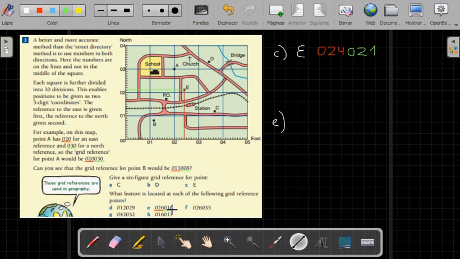Recuerden que los primeros tres dígitos son para la referencia este, la cual nos dice 026. Por ende tenemos que ubicarnos en 02 y movernos 6 divisiones más a la derecha. 1, 2, 3, 4, 5. There we are. And from here we're gonna draw a straight and horizontal line.